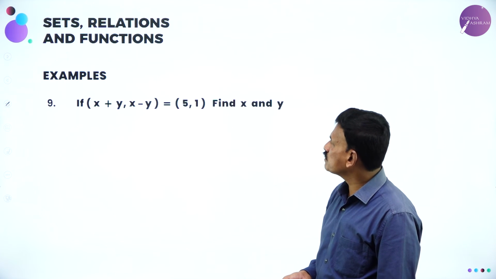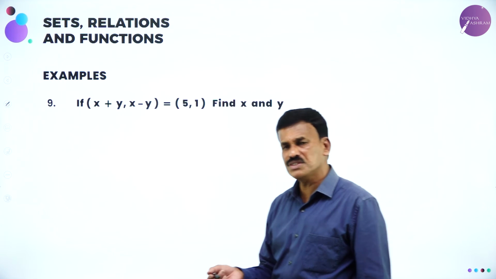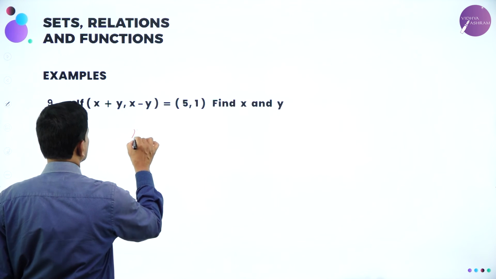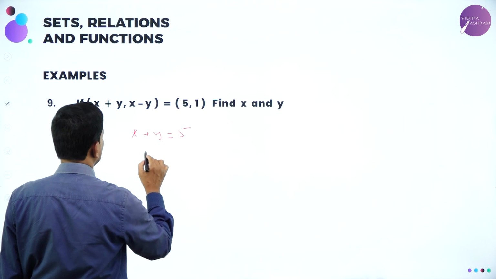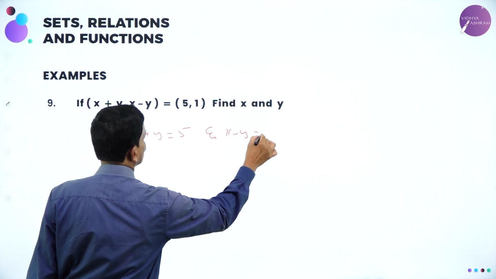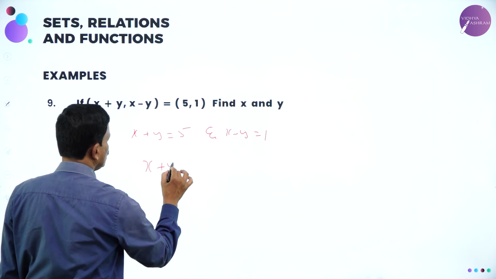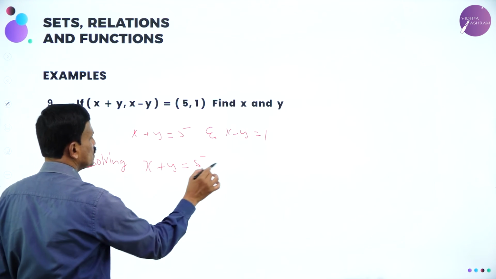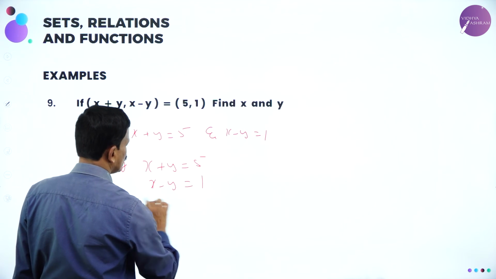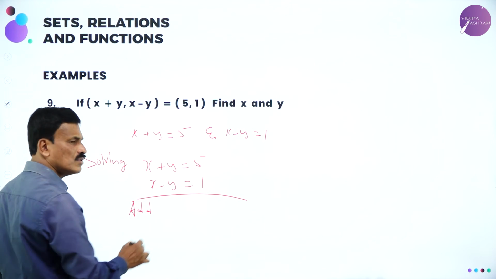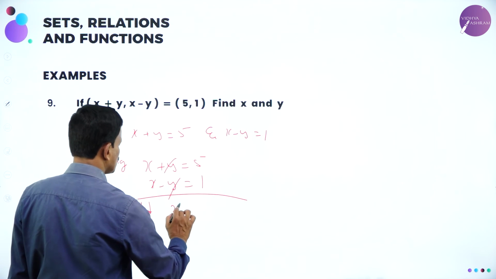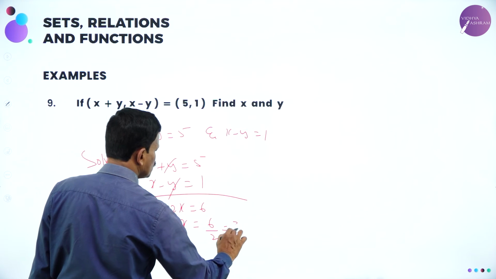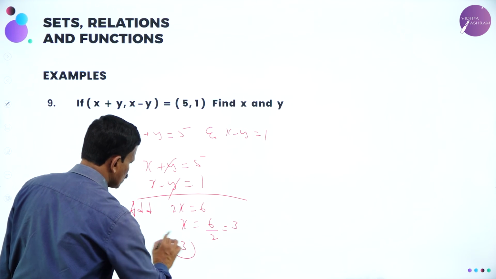If (x + y, x - y) = (5, 1), find x and y. So this is also the same, by equality of ordered pairs. You can write x + y = 5 and x - y = 1. Solving these two, let us add them. If you add, what happens? -y + y gets cancelled, x + x is 2x = 6, since 5 + 1 is 6, x = 6/2 = 3. So here also x = 3.